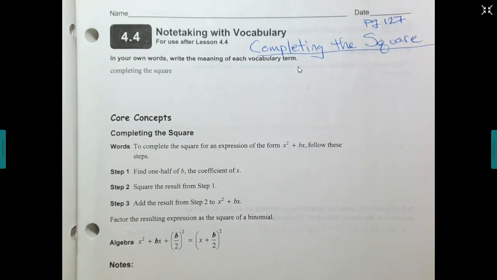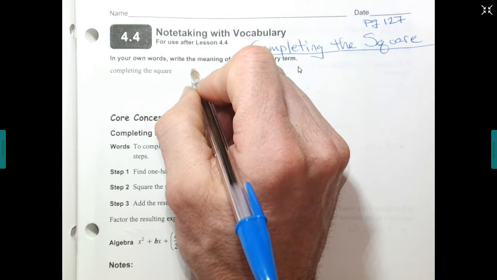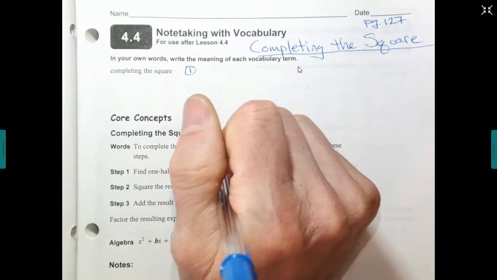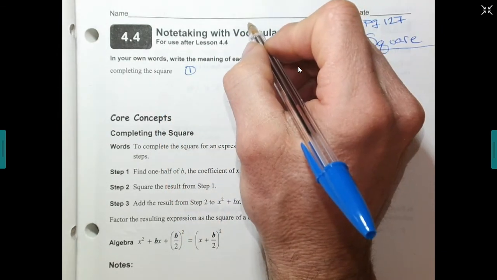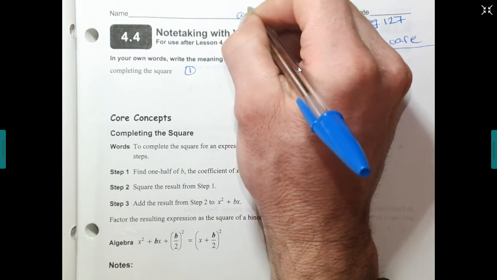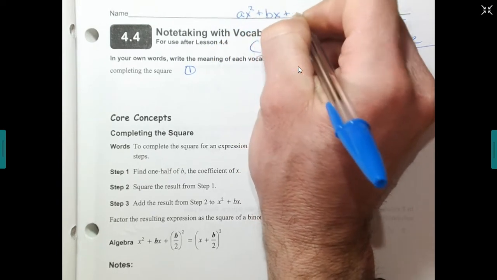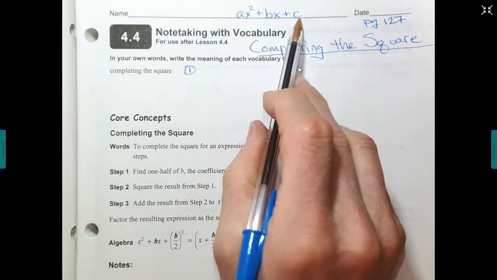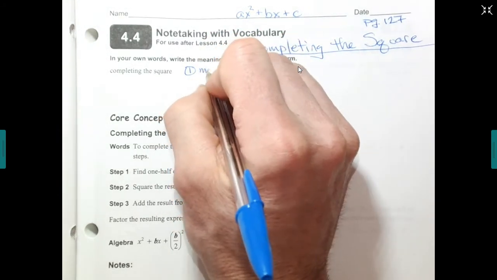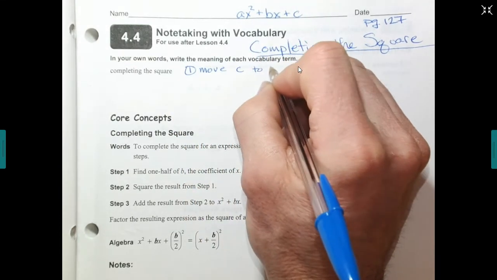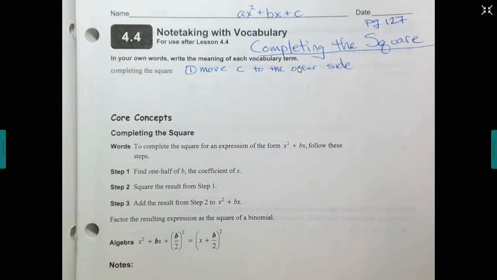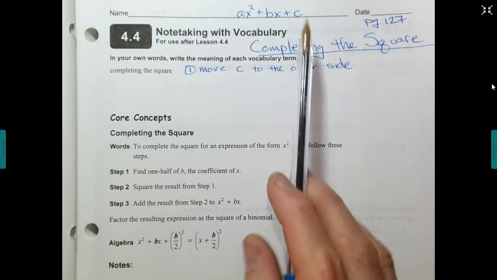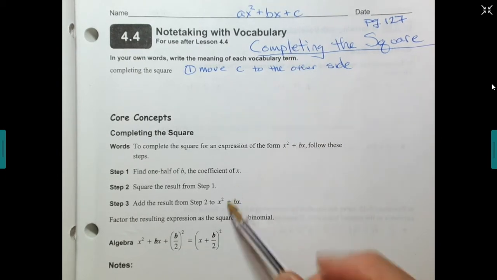All right, so I'm going to give you 5 steps. First, I'm going to tell you what the steps are, and then I'm going to show you them. So if you recall, standard form is ax squared plus bx plus c. So we have the a, the b, and the c. Step 1 is to move c to the other side of the equation, but I'll show you.